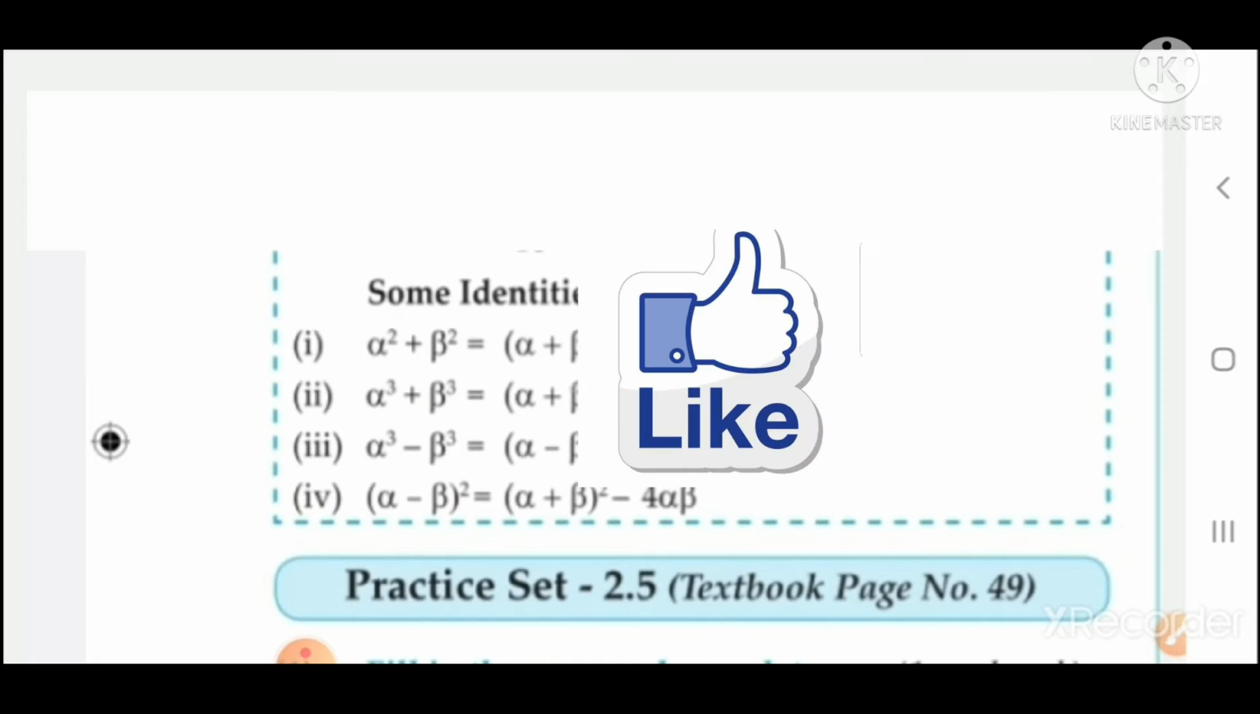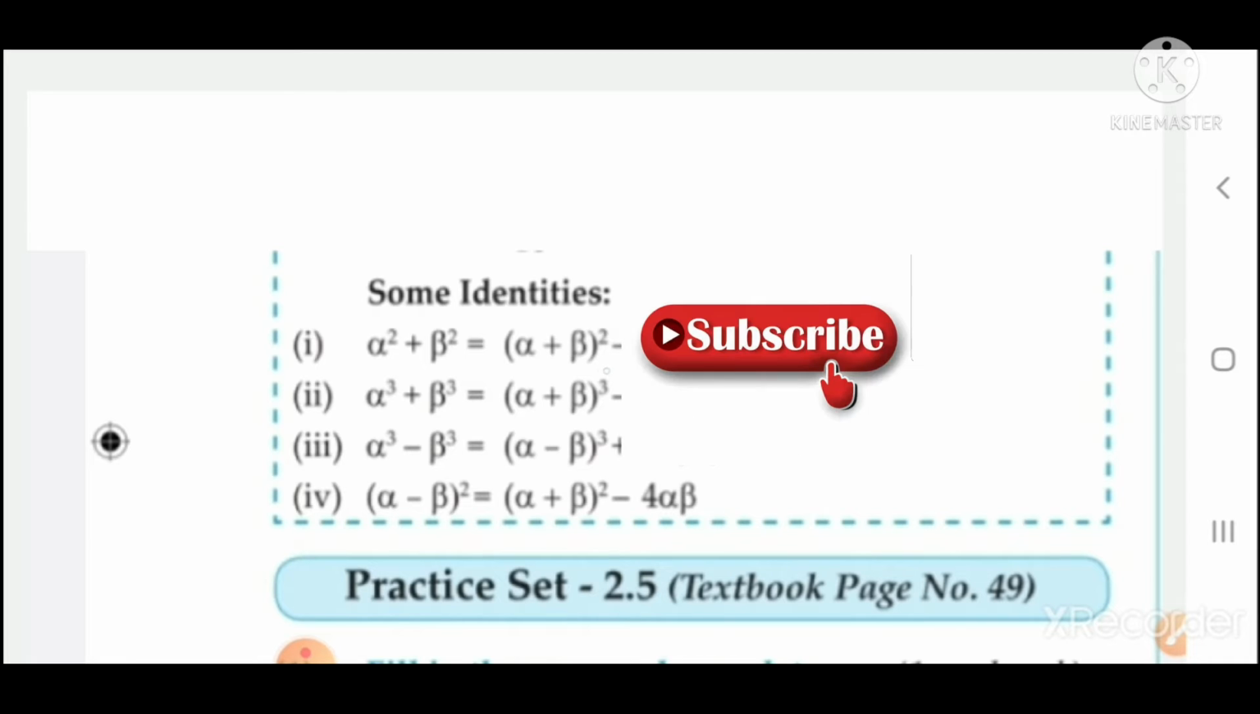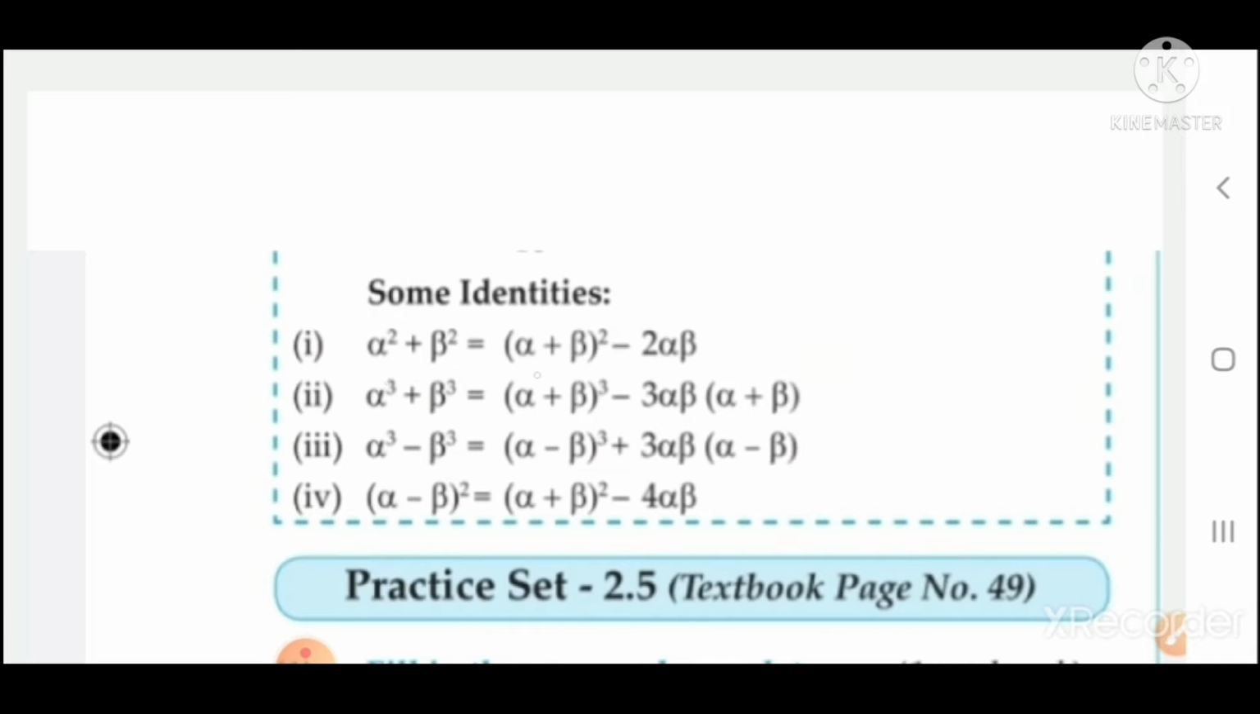Alpha plus beta the whole square means (a plus b) the whole square. If you arrange it, then you will get it in this form, right? So you can remember directly also, that is alpha square plus beta square is equal to alpha plus beta the whole square minus 2 alpha beta.